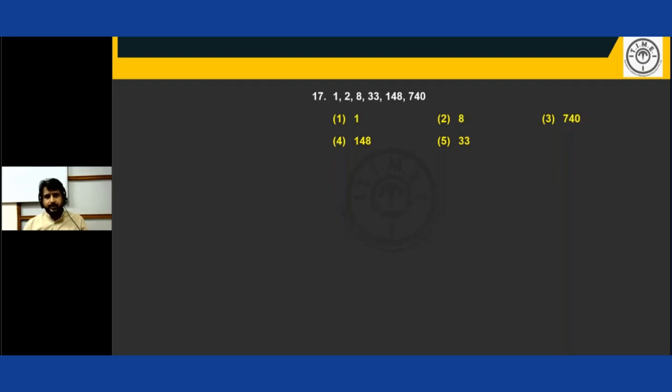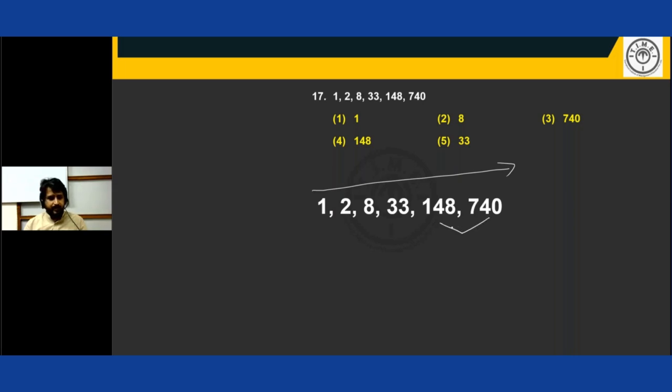1, 2, 8, 33, 148, 740. Now definitely we can say that numbers are increasing rapidly. There is a rapid growth from one number to the next number. 148 and 740. It goes maximum how many times? 5 times, not more than that. And you know, definitely there will be one wrong number. 148 into 5 is exactly 740. It goes exactly 5 times.